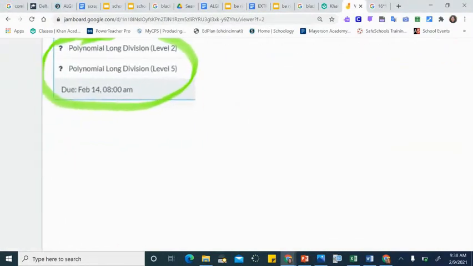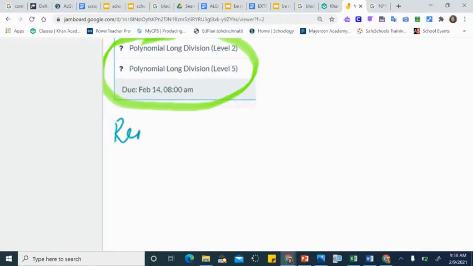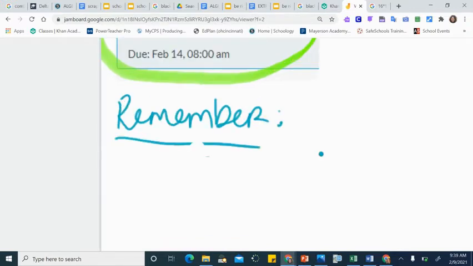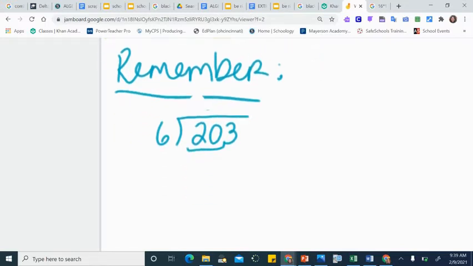But first we're going to have to remember long division with plain old numbers. It's been a while, right? Everybody started using calculators. So let's do 203 divided by 6. How many times does 6 go into 2? Well, 0, right? 2 is smaller, so we can't start with that, but we can start with 20. How many times does 6 go into 20?